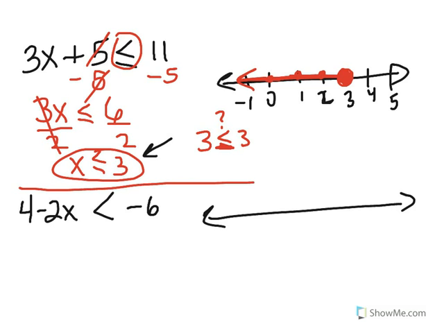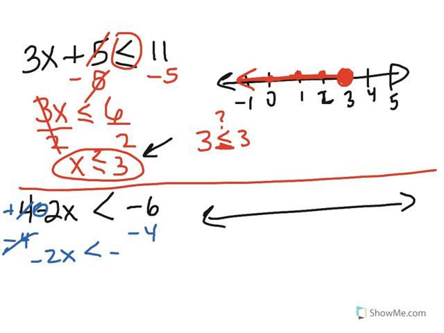Now, let's take a look at another problem that's basically the same thing, but there's one little trick to watch out for. In this problem, I'm going to treat it the exact same way. I'm going to subtract 4 because it's really a positive 4 right there. I'm going to subtract 4 over here. So I end up with negative 2x. Notice that negative is still there. It's still attached to the 2. Negative 2x is less than negative 10. And I'm going to divide by negative 2.